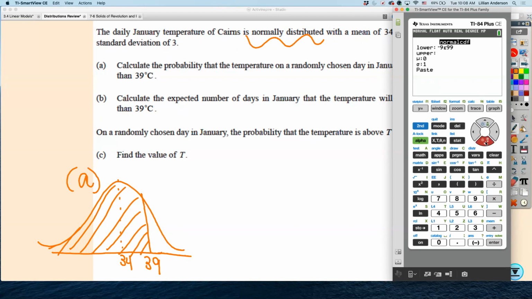My upper bound is? Wait, why don't we use the inverse? If I thought you use inverse when it's to the left. We use inverse when we're looking for an X value. Here, we already know what the X value is. We know it's 39 degrees. We're looking for a probability, which means we need to use normal CDF. With inverse norm, we use the probability to the left to help us calculate the X value. But if we're already given the X value, we use normal CDF.